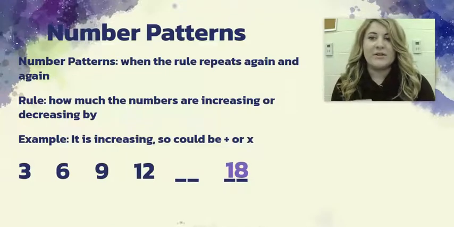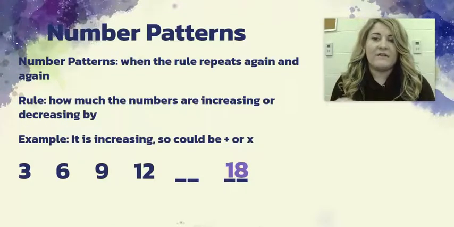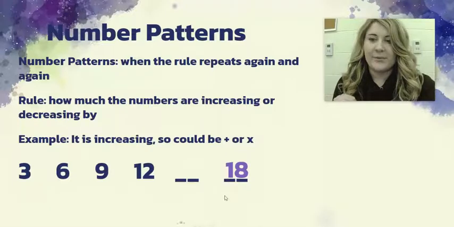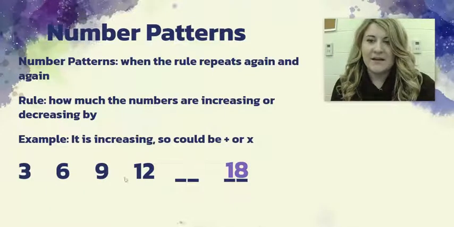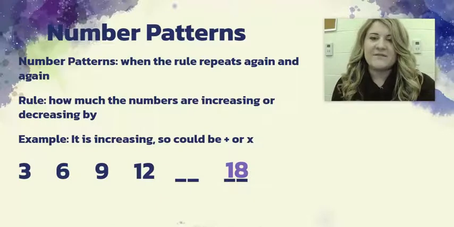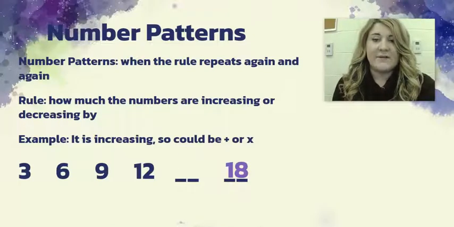So we're going to be looking at our first number sequence today. We have 3, 6, 9, 12, and then we have a blank, and we have 18. So we are trying to figure out how much these numbers are going up by in this number sequence to figure out the missing number. The first thing we have to find is the rule.